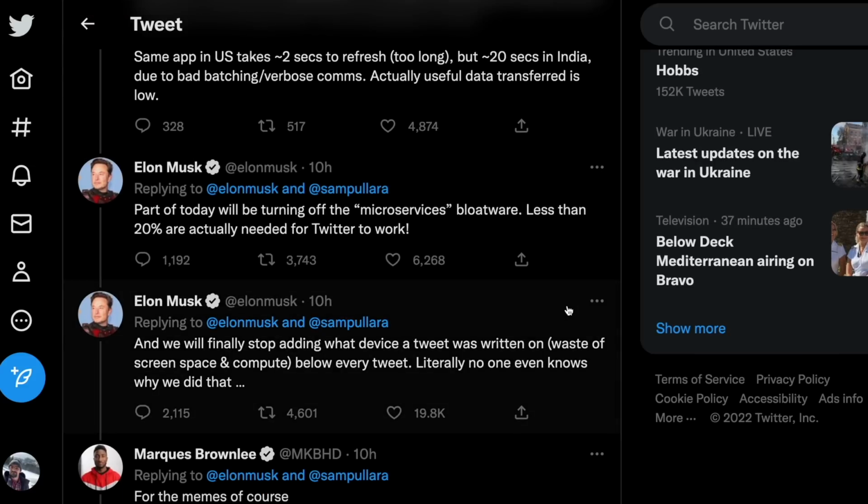He then goes on to say that part of today, they will be turning off the microservices bloatware. Less than 20% are actually needed for Twitter to work. So he's essentially saying he's shutting down 80% of Twitter, which is crazy, especially, again, he doesn't seem to understand what the root cause of the slowdowns are at Twitter. He heard something, he thought of a solution, and it was not the right solution.